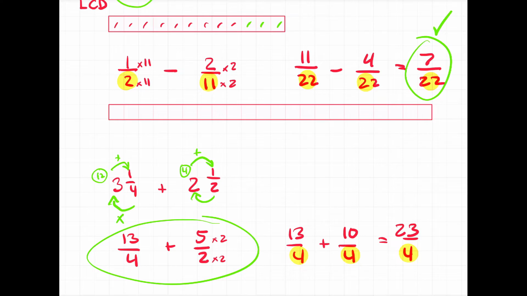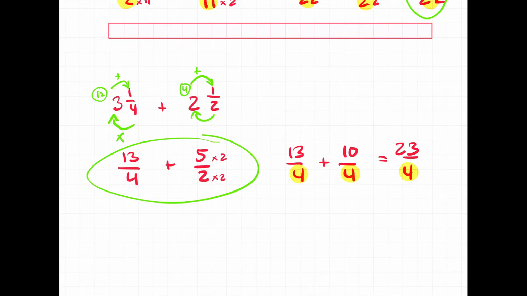Now, if you're allowed to leave it in improper form, you're finished. If not, we may need to take this and put that into a mixed number. And how do we do that? Well, we divide the 4 into 23, and the 4 can go into there 5 times. So my whole number becomes 5. Don't forget, we're going to have that same denominator of 4. 4 times 5 is 20. So what do we have to do? We need to subtract the 20 from the 23, and that will give us our numerator, which is 3.